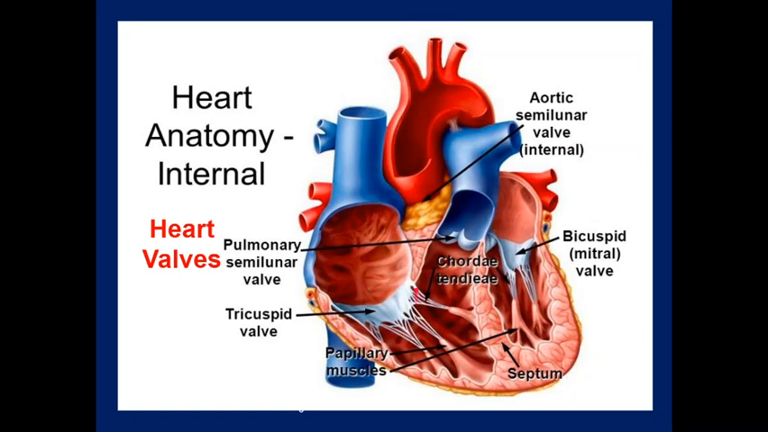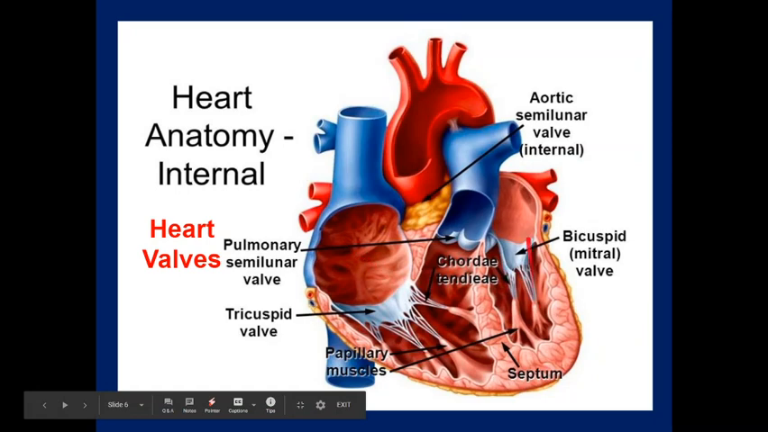So on the right, we have the tricuspid that is in between the atria and ventricles. And on the left, we have the bicuspid between the atria and ventricles. So the tricuspid has three cusps. The bicuspid has two. All right, so Lynn's mnemonic is you ride a tricycle before you bicycle.